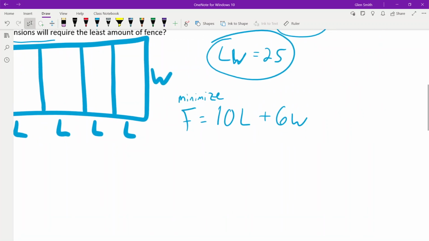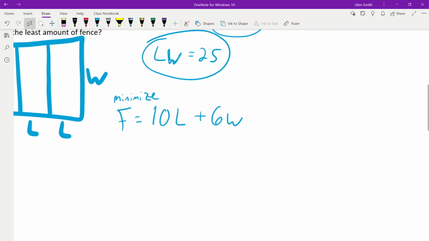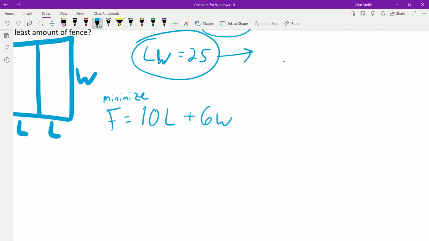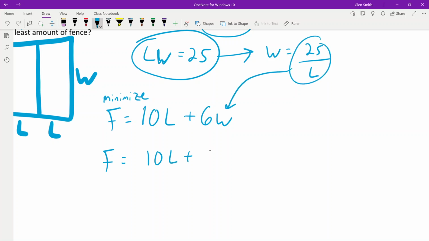So, we're going to derive that, but we've got too many variables, so that's where the area comes in. It doesn't matter which one you solve for. I'm going to solve for W. W is 25 over L, which means my fence equation is exactly the same as 10L, plus, if you plug this in for this W here, 150 over L. Are we okay with that? That's the step we need to get down to one variable.